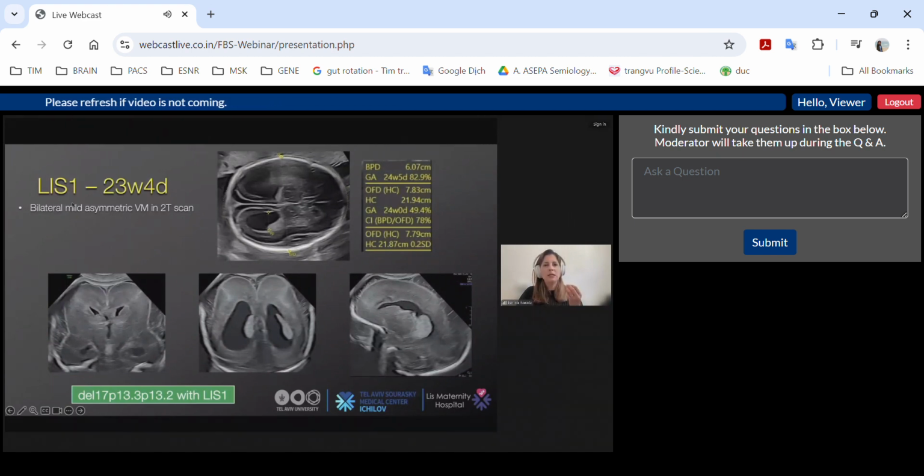But what is important in fetal life is to suspect delayed sulcation and then check the fetus, because these diseases are very severe, and the prognosis is bad, and normally the survival is very low during infancy. So this is LIS1, 23 weeks. We see that the Sylvian fissure is abnormal.